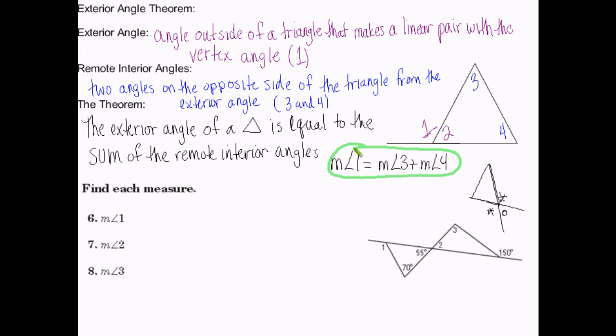Okay, and here's why that works. Angle 3 and 4 and 2 add up to 180, right? So if I do 2 plus 3 plus 4, I get 180. Well, if I do 2 plus 1, I also get 180, because that's a linear pair. So if I add 3 and 4 to 2 and get 180, and I add 1 to 2 and get 180, that means 1 has to be the same as 3 and 4. That's how that works. So the outside angle is equal to the two remote interior angles. That's our theorem.